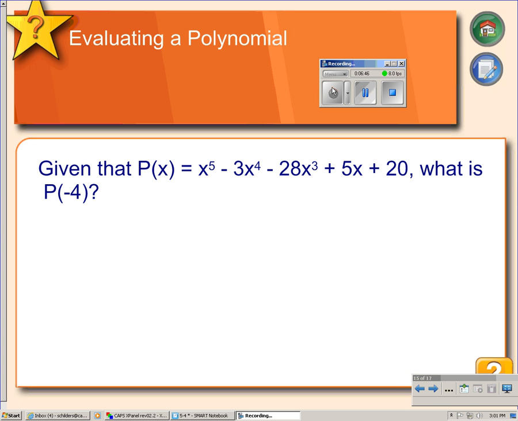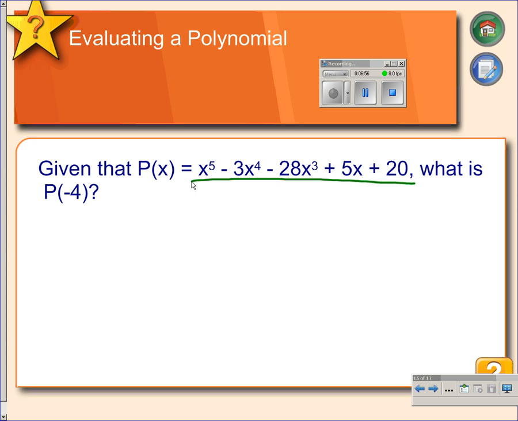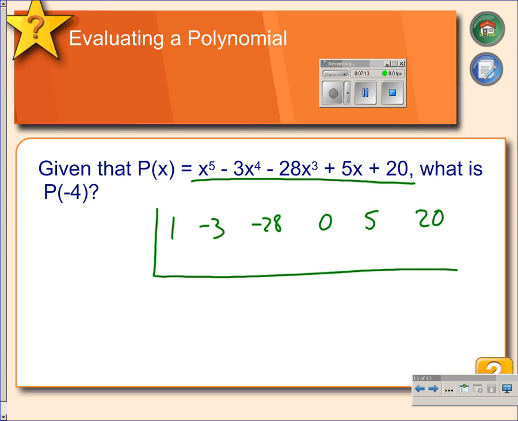Okay, here it is again. If I want to find p of negative 4, I can find this by synthetic division. So I'm going to take my polynomial here, write down the coefficients. So the 1 on x to the 5th, negative 3 for x to the 4th, negative 28 for x to the 3rd, x squared is missing, 5 on the x to the 1st term, 20 on the constant term. We're going to do synthetic division with negative 4. Bring down the 1, multiply by negative 4, add the column. Multiply by negative 4, add the column. Continue this process across the remaining columns.